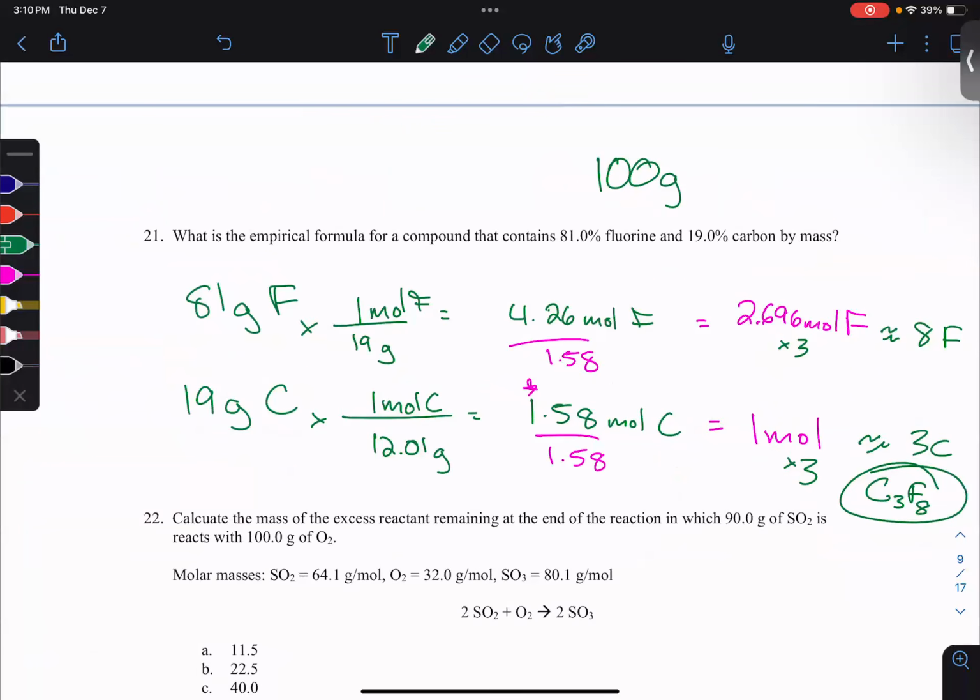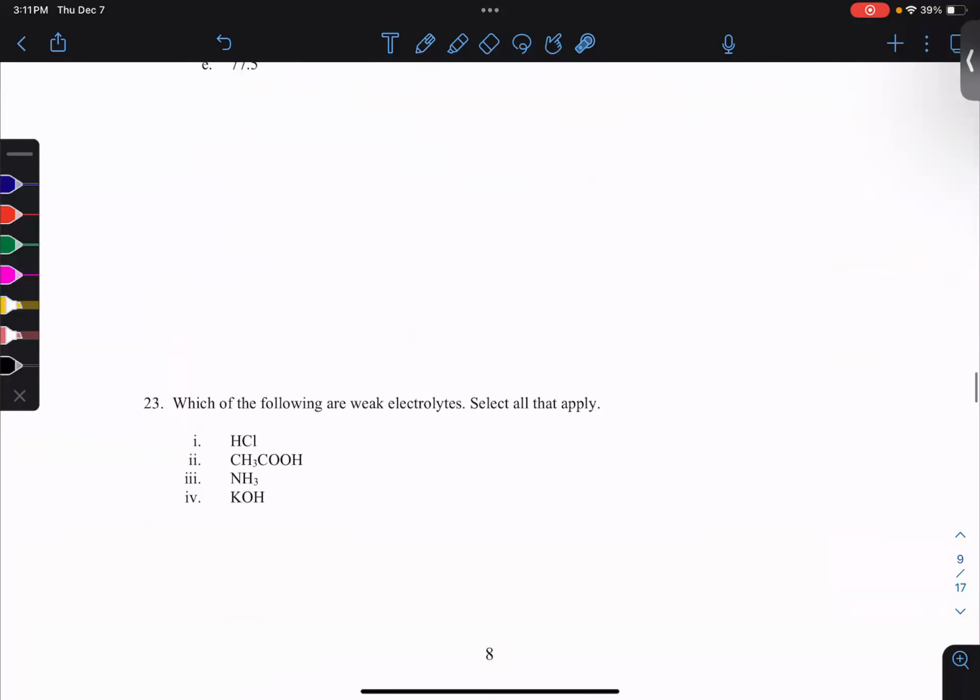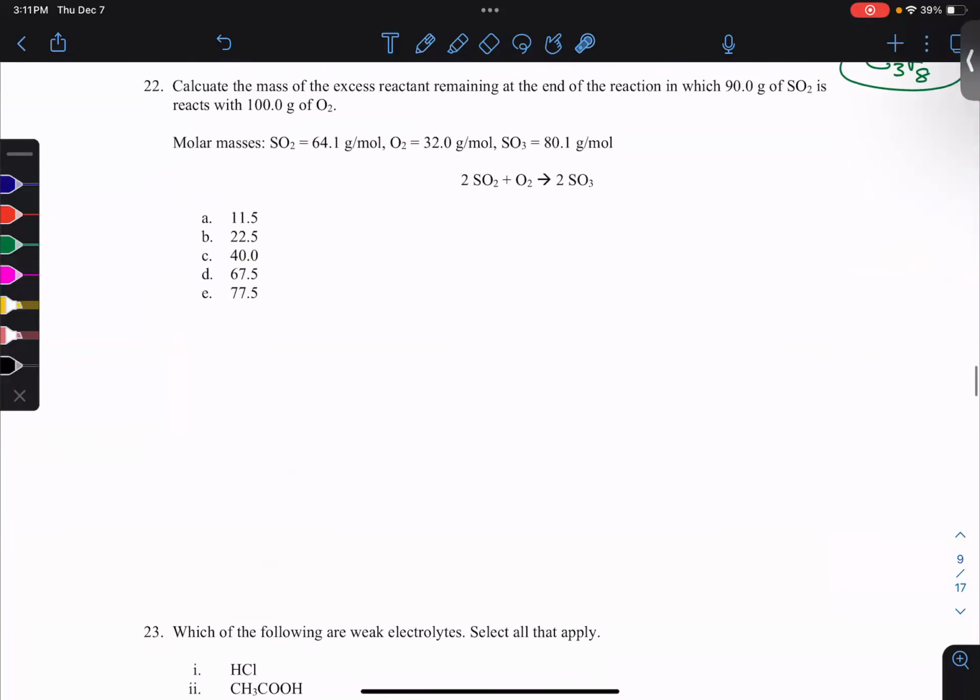All right, so a couple things here. Percentages, turn those into gram amounts. You need a gram amount to get to mole amounts. Divide by the lowest number, and then you get your mole ratio. Sometimes you do have to multiply by some type of integer to force that to be a whole number. Okay, cool. Let's do, yeah, 22.